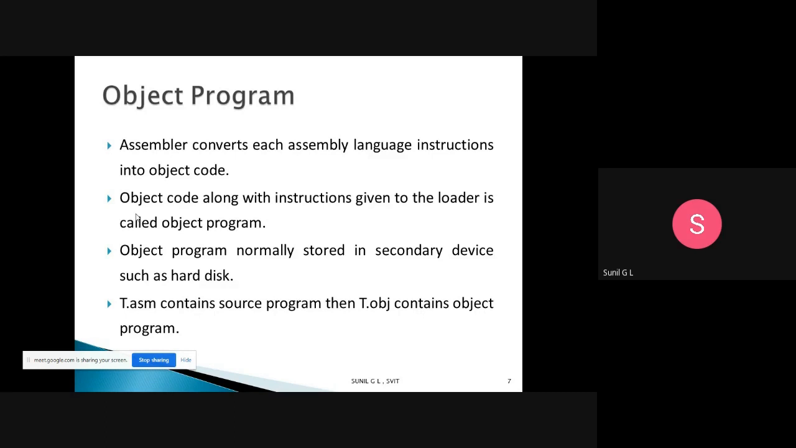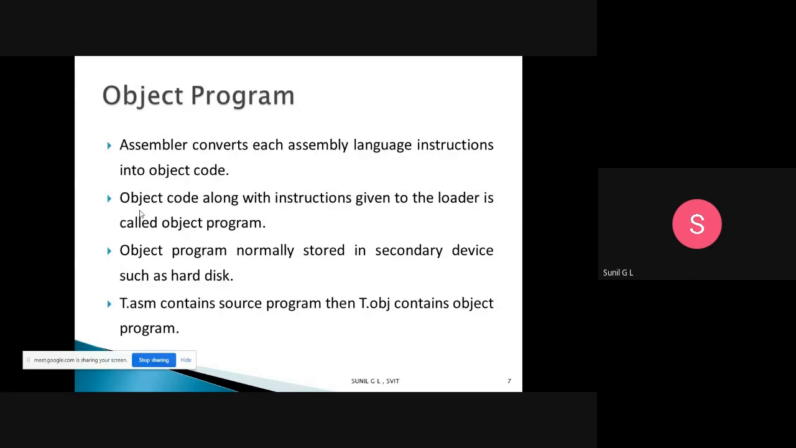Here the assembler converts assembly language instructions to object code. We know that the assembler is a translator. It will convert each assembly language instruction into object code. That is the first thing it does. Then object code along with instructions given to the loader is called the object program. Just the conversion of assembly language to object code is not an object program. Just that is object code.